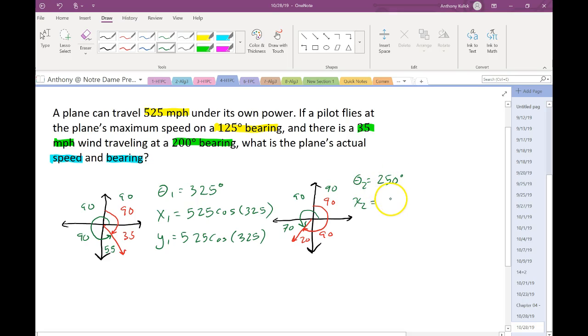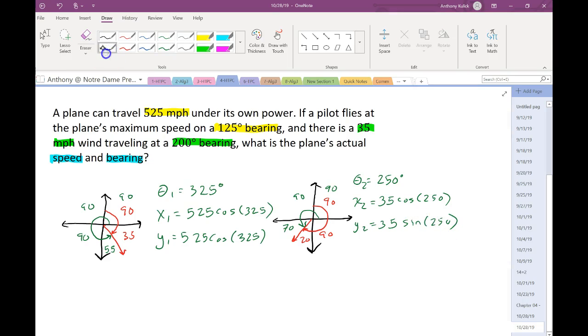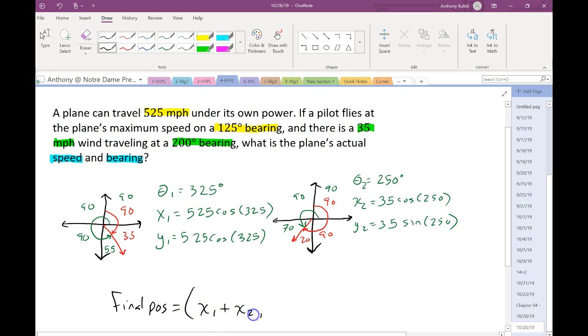So then the horizontal component for the wind is 35 cosine of 250, and the vertical component is 35 sine of 250. So my final position, I can find by just adding up the horizontal and vertical components.